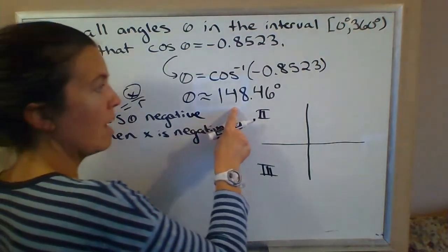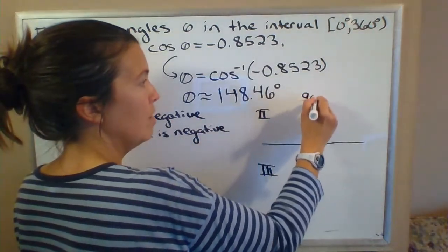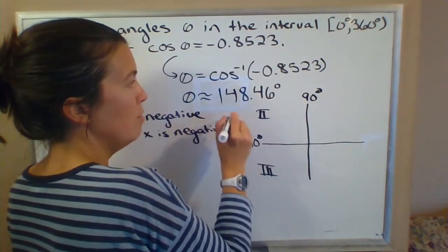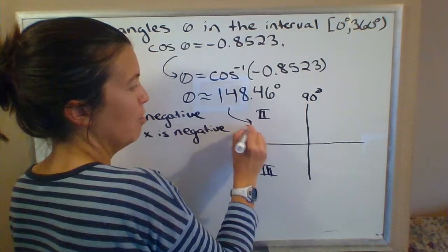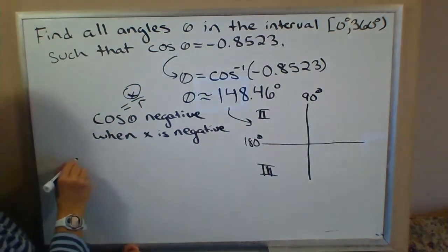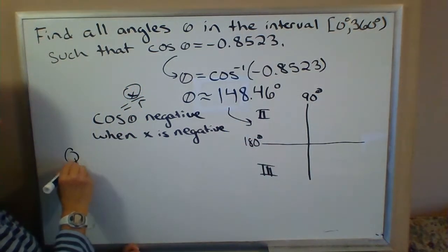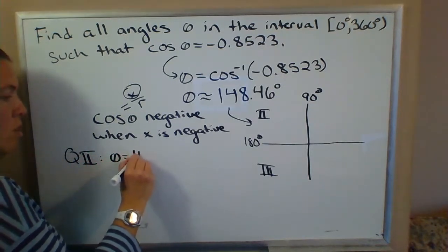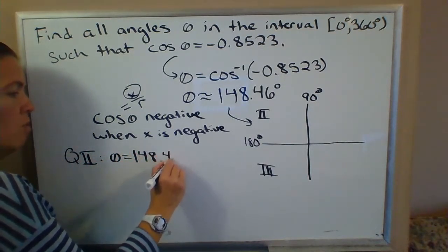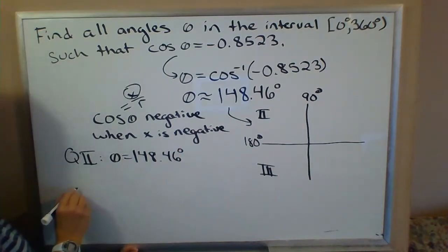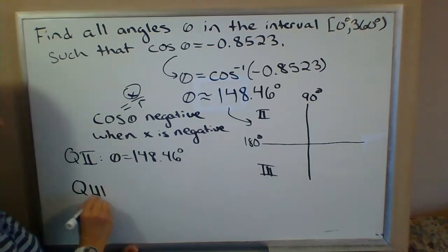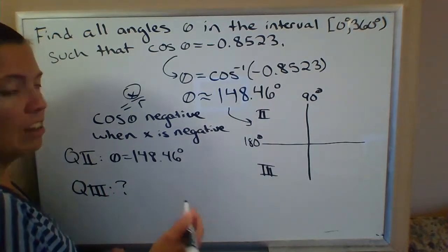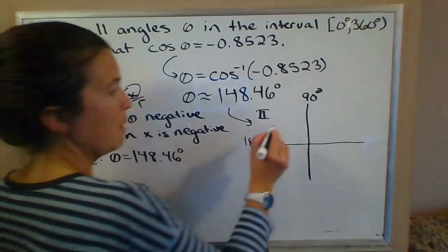148 degrees is bigger than 90 degrees, but less than 180 degrees. So 148.46 is in quadrant 2. That's our quadrant 2 solution. In quadrant 2, we have theta equals 148.46. So the question is, what is the solution in quadrant 3? That's what we need to figure out. And so this is where reference angles come into play.